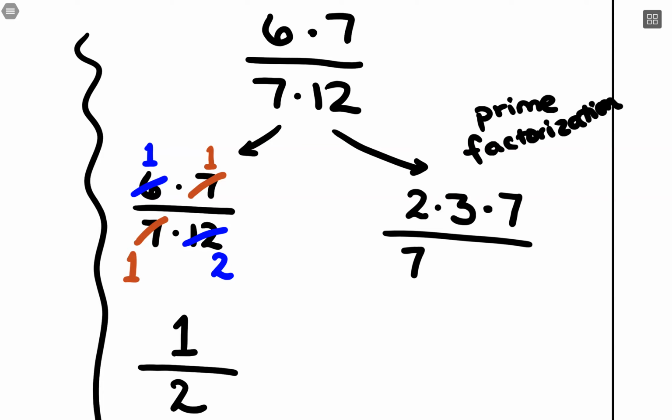Over 7 times, and then 12. So what I start doing here is I think, okay, 12 can be divided by 2, and that leaves me with 6, which can be divided by 2, which leaves me with 3, and the 3 is prime, so I leave it like that. So this whole 2 times 2 times 3 is exactly equal to 12. It's just all in prime numbers.